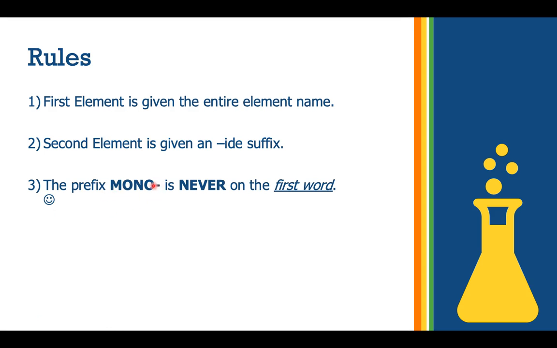See this dash here? Mono is never used on the first word. So it can go on the second word, it can go on the third word, it can go on the 5th word. But we're only doing binary, so that means 2 words. So it can go on the second word, but it will never, ever be used on the first word. Okie dokie?